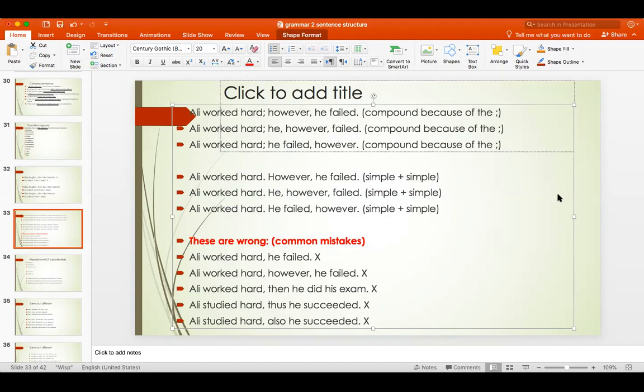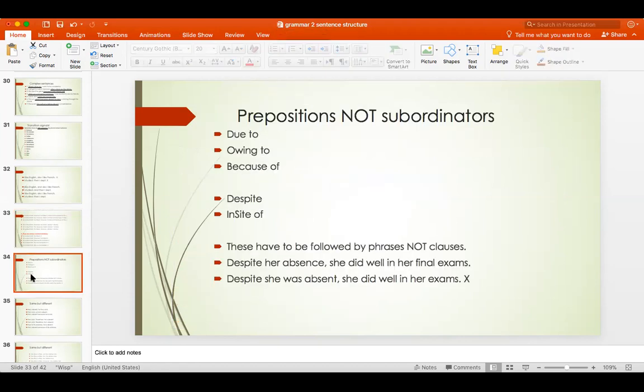Ali worked hard, comma, then... wrong, because "then" is not a connector. You could say full stop, then capital, or semicolon, then, or comma, and then, and it's compound. Ali studied hard, thus he succeeded. Also grammatically wrong in standard English. Ali studied hard, semicolon, thus he succeeded, or full stop, capital "Thus." Ali studied hard, comma, also he succeeded, is wrong because "also" is not a connector.